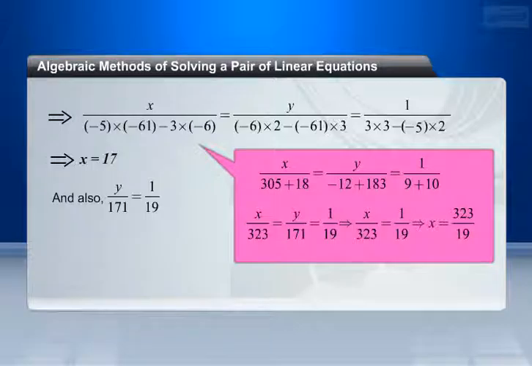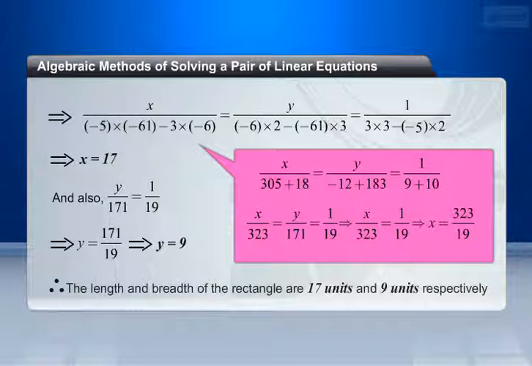Similarly we can write y by 171 equals 1 by 19. By cross-multiplying, we get y equals 171 by 19. This implies that y equals 9. Therefore, the length and breadth of the rectangle are 17 units and 9 units respectively.